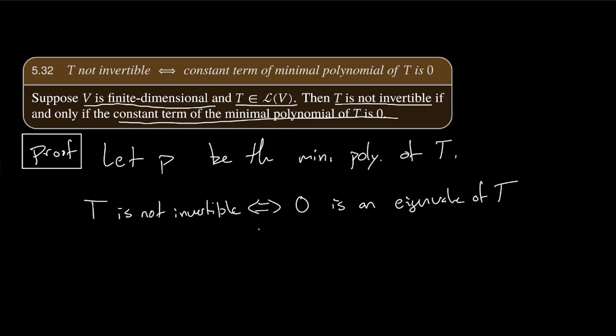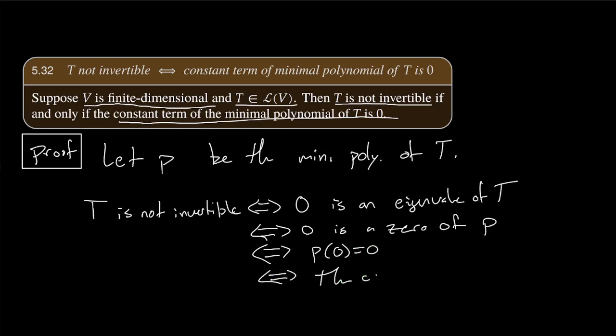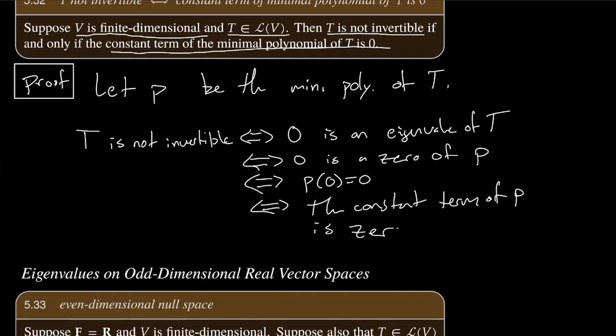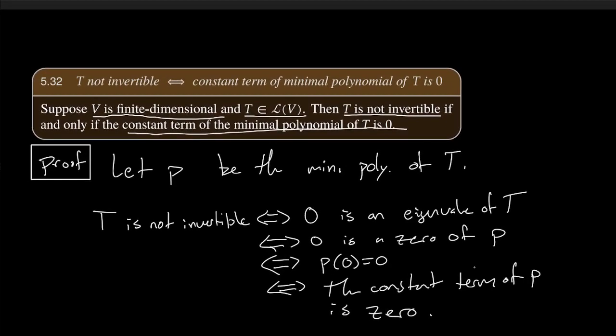Okay, but this happens if and only if 0 is a zero of P. After all, the zeros of the minimal polynomial are the eigenvalues of T. But hey, this happens if and only if P of 0 equals 0, but that means the constant term of P is 0. Oh, whoa, look at that.